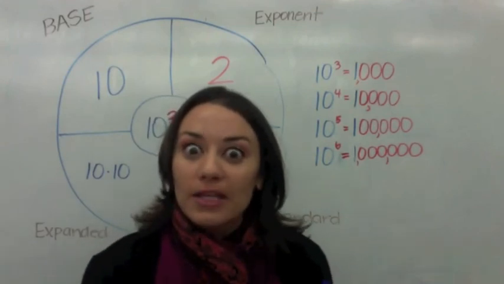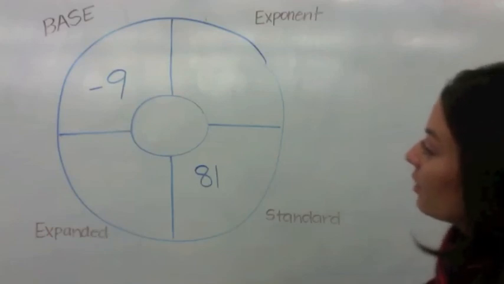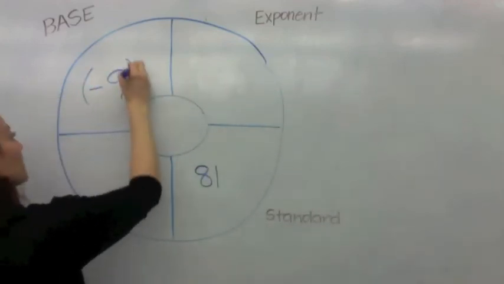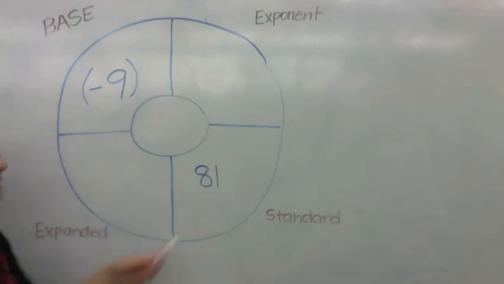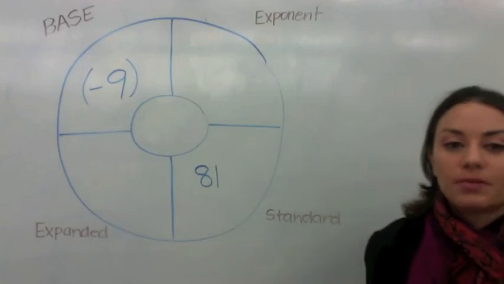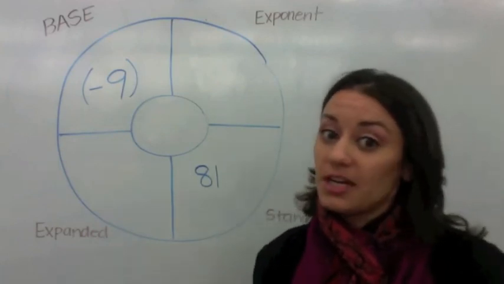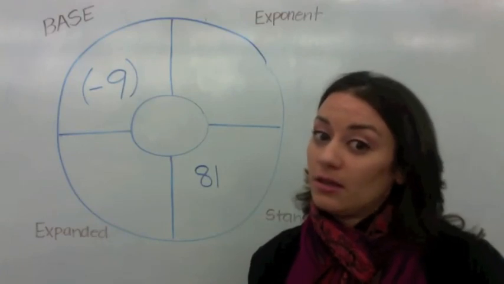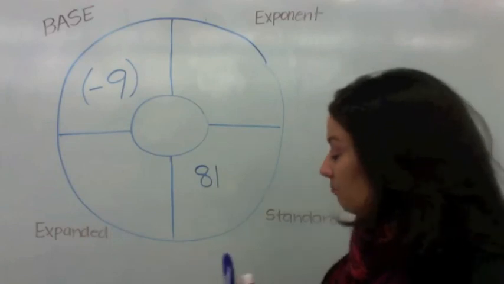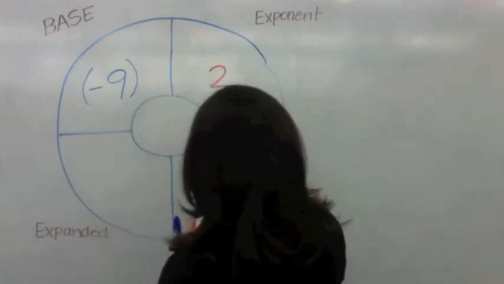Wow, that's crazy. Let's do another example with a negative base. Okay, so here we have that our base is negative 9. Let's go ahead and write that in a parenthesis. And the standard form or the answer is 81. So how many times do you multiply negative 9 by itself to get 81? Okay, this one's pretty easy. Who thinks it's 2? You're right. So it's 2 times.